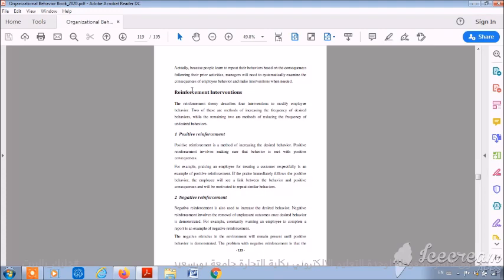If the praise immediately follows the positive behavior, and this is the best case, the employee will see the link between the behavior and the positive consequences and will be motivated to repeat similar behaviors in the future.